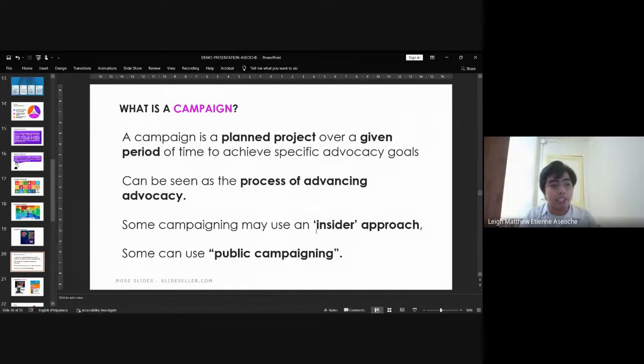Some campaigns can use an insider approach. So what do we mean by insider approach? It means you only talk to specific people. But there's also another form of campaign which is called public campaigning, where you talk to the general public. Okay, so the difference between insider approach and public campaigning is that in the insider approach you can only talk to the city mayor or the barangay officials. It's insider because it's only the few of you. But public campaigning is making everyone knowledgeable about your campaign.